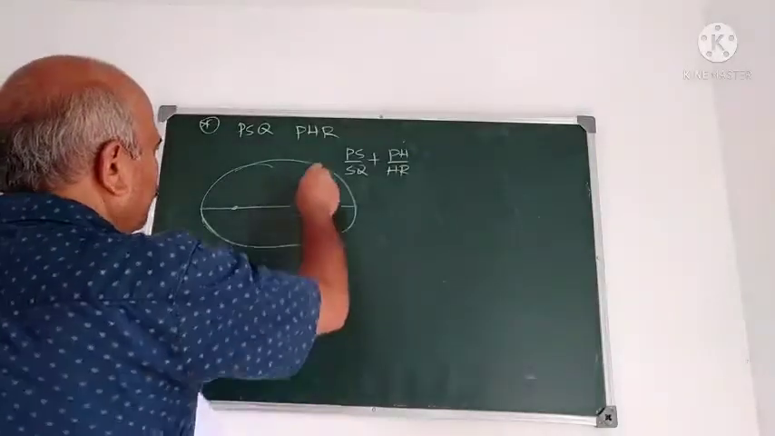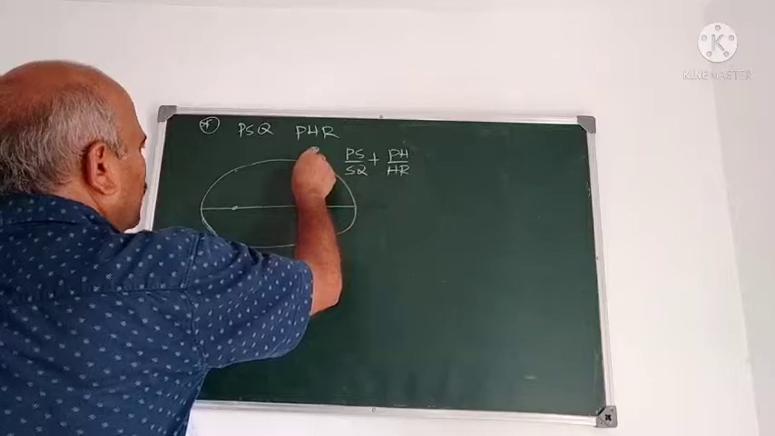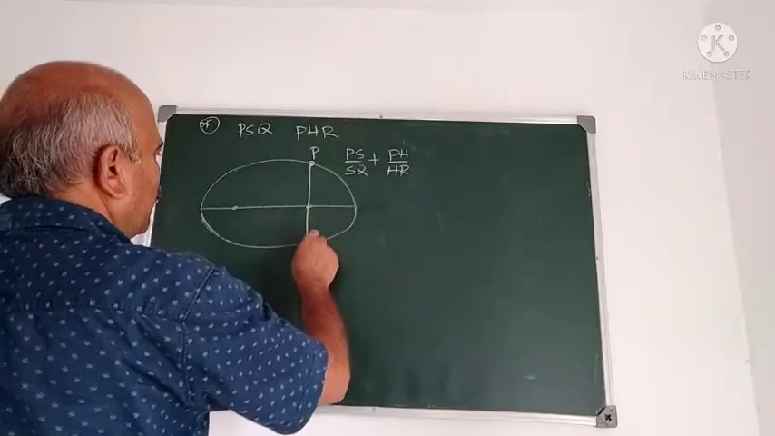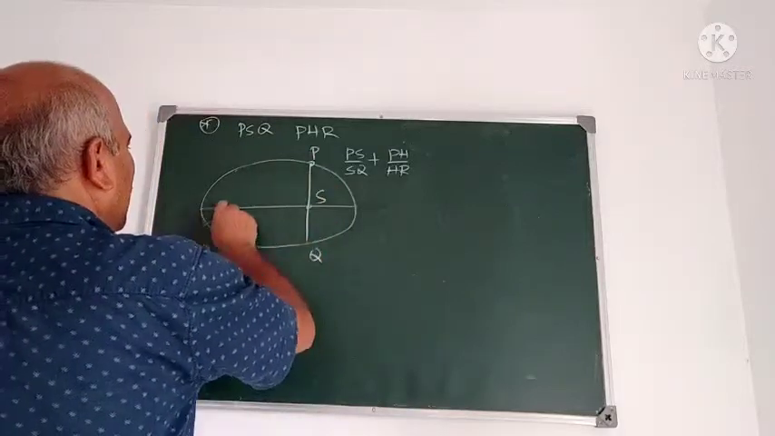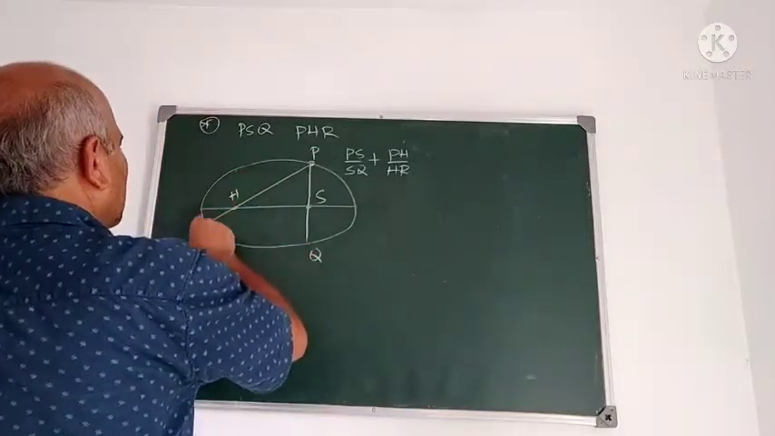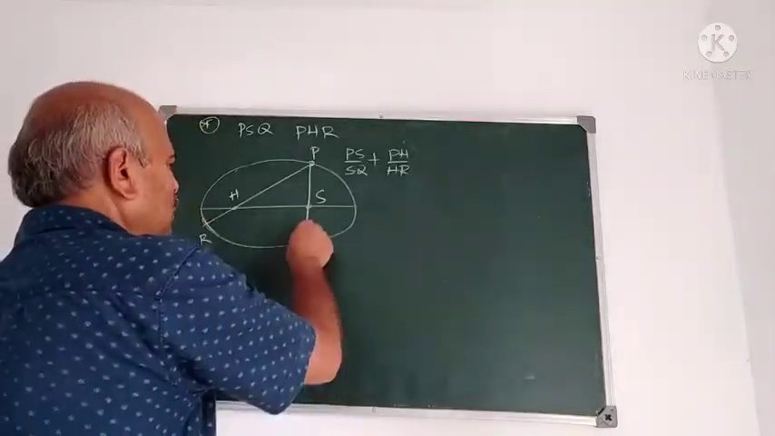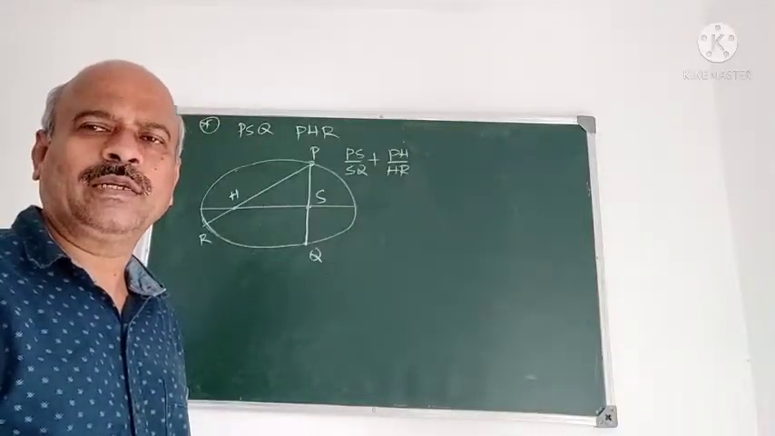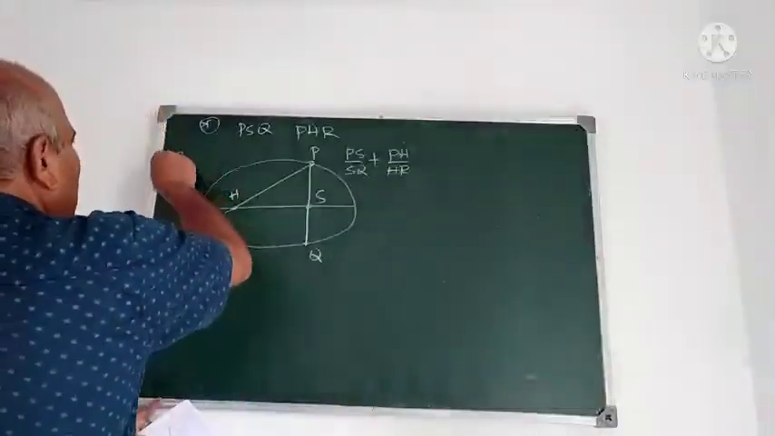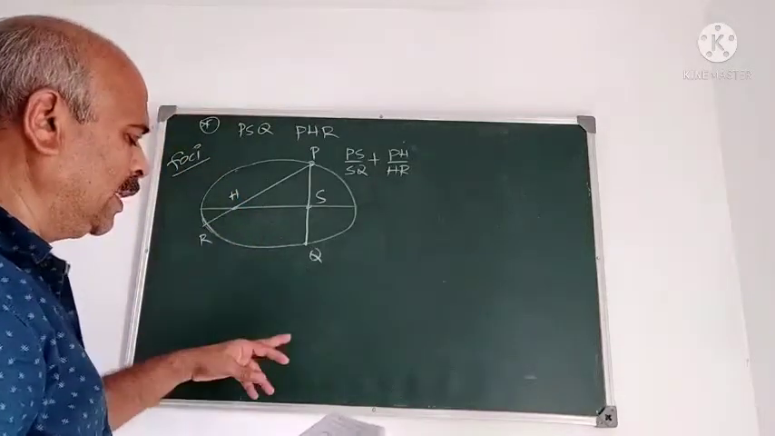What is given here? Suppose P is any point, PSQ and PHR, this is H. S and H are two foci of the ellipse. For ellipse and hyperbola there are two foci. The plural of focus is foci. S and H are the two foci.